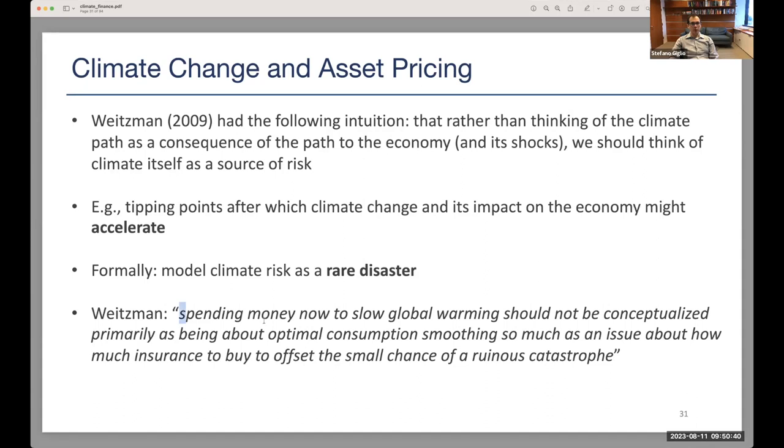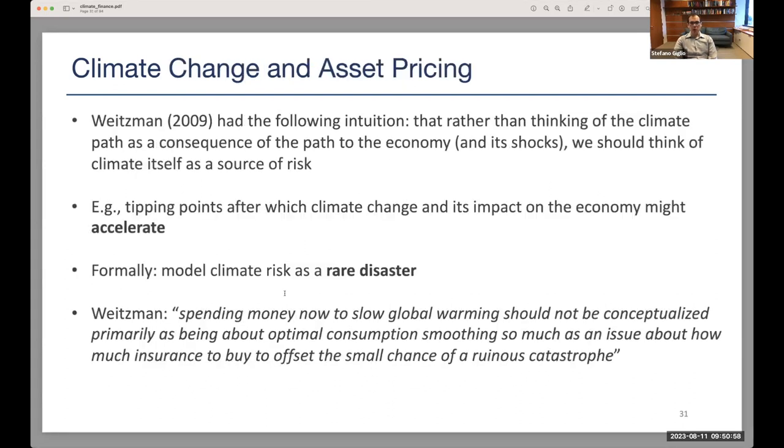And this is just a quote from one of his papers: "Spending money now to slow global warming should not be conceptualized primarily as being about optimal consumption smoothing, so much as an issue about how much insurance to buy to offset the small chance of a ruinous catastrophe." Okay, so this summarizes his view well.